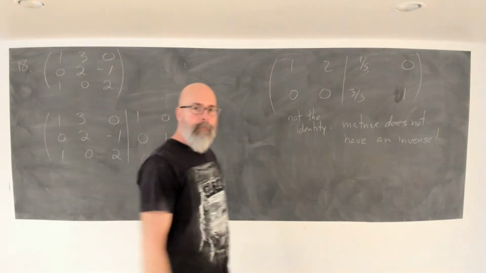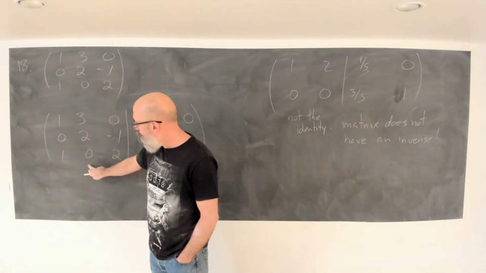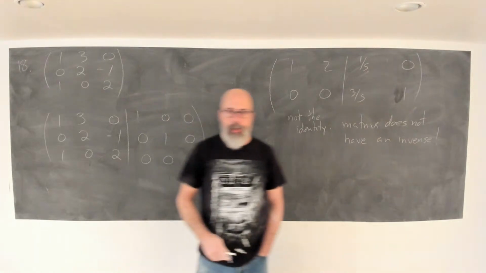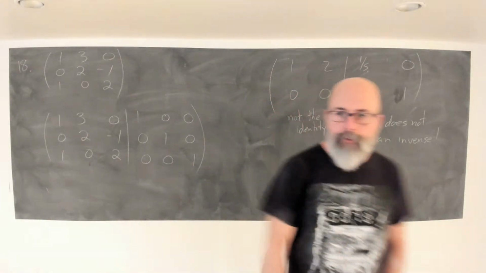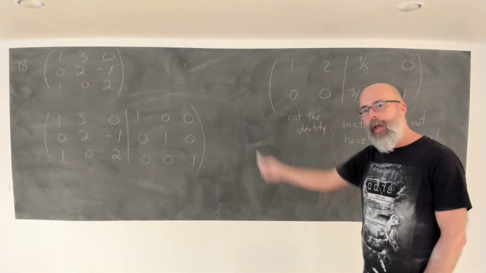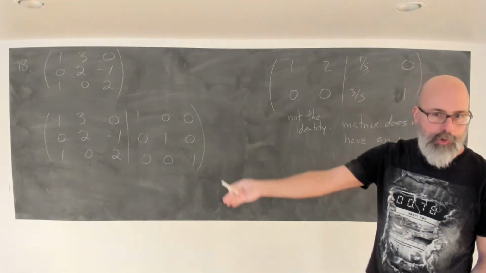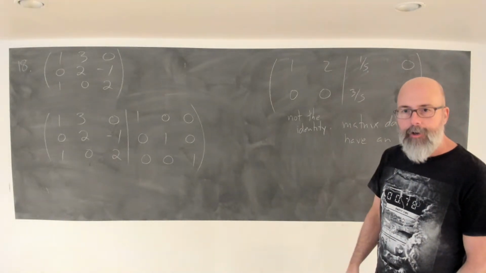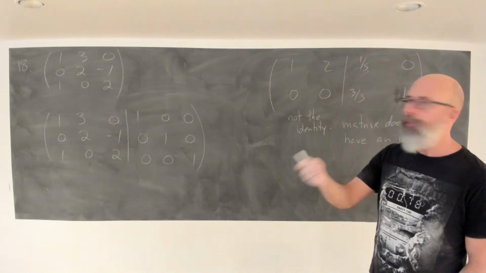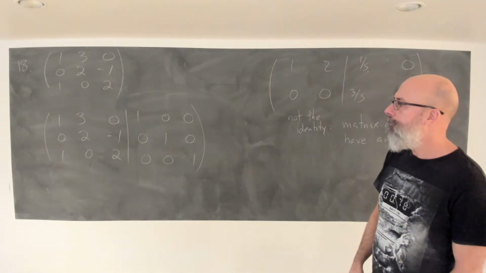Row reduce. If the reduced row echelon form of the matrix on the left is the identity, then the inverse will be on the right. If the reduced row echelon form is not the identity, the matrix will not have an inverse.